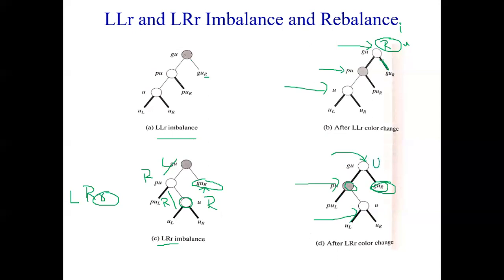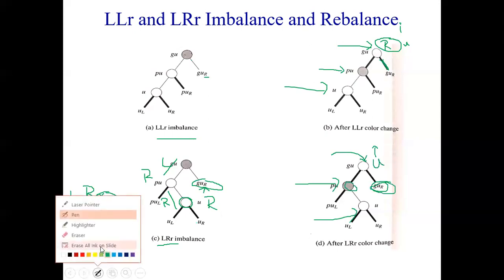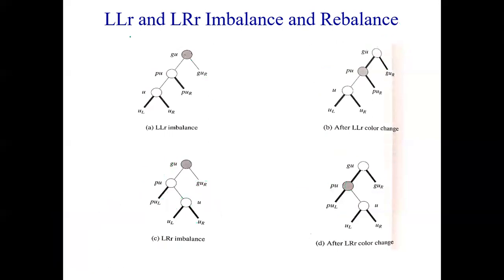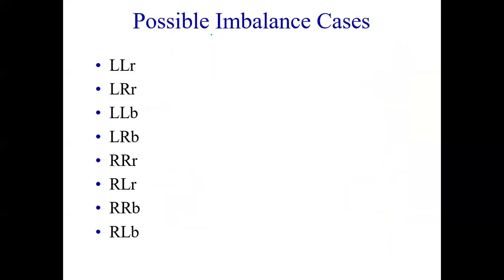Then again, you have to make this as U and its parent as PU and its grandparent as GU, and the same thing should be repeated until you reach the root. Okay, right. So this is about LLR and LRR imbalance. So these two cases we have discussed. Next, we will discuss about LLB and LRB imbalance.